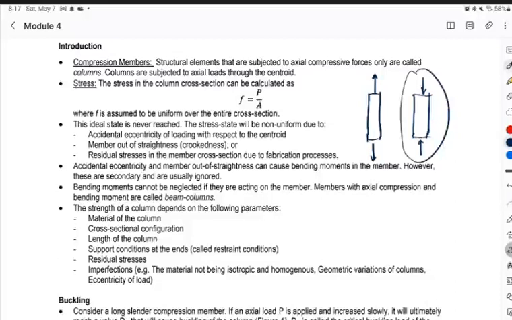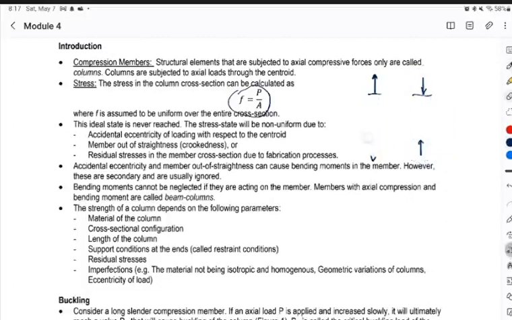So the stress in the column cross section can be calculated. It is always the same in our mechanics of deformable bodies: for axial compressive and tensile stress, the formula is the same, stress is equal to P over A. Everything we study in structural design is derived from the basics of mechanics of deformable bodies and Newton's laws.